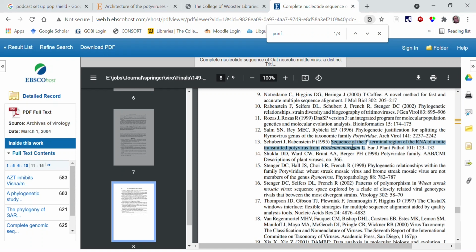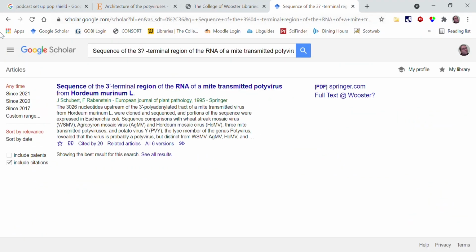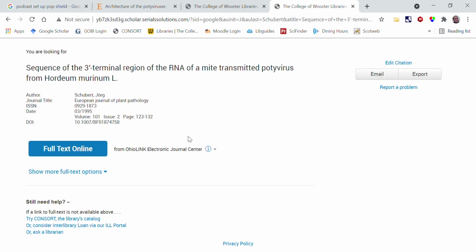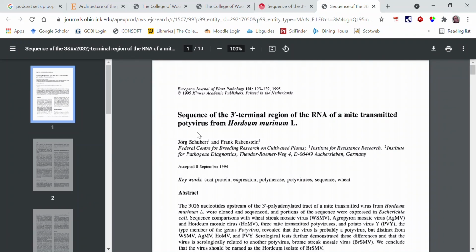European Journal of Plant Pathology. And we'll go back to our good friend Google Scholar. There we go. Is this at Wooster? Okay, pulling for you, Wooster. All right, full text online. That's great. And our friend, the PDF full text. Okay, so here we are.